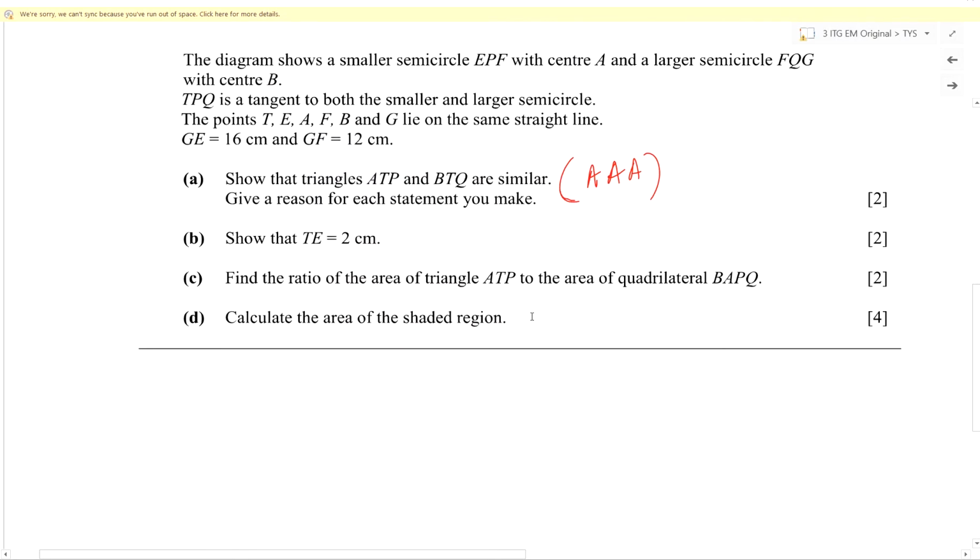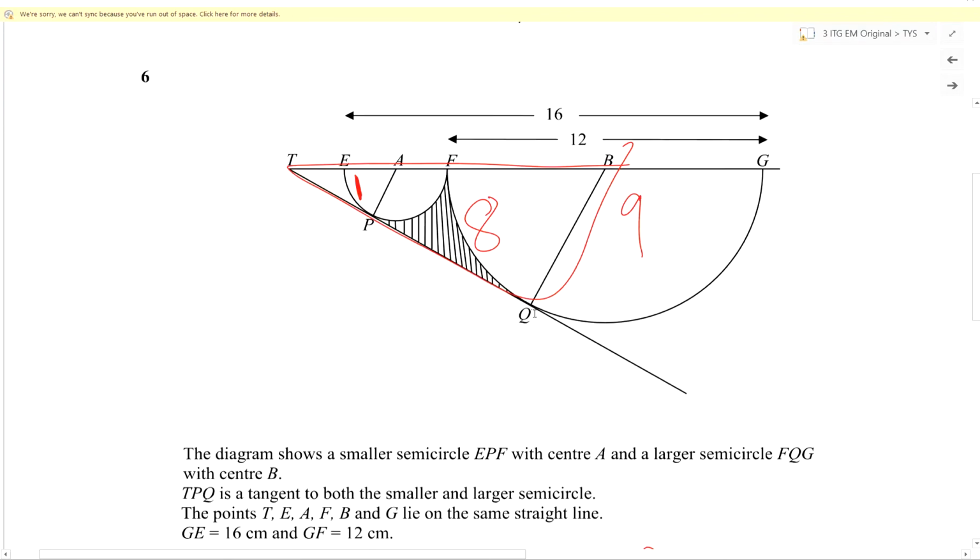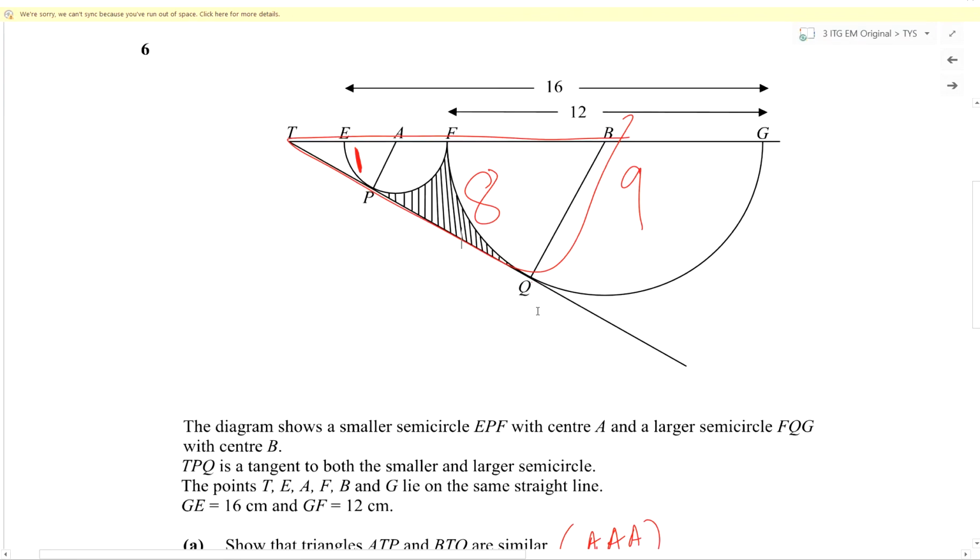Calculate the area of the shaded region. Okay, a few approaches. I think the most elegant solution is by considering the area of this small triangle, which you can find. You need to know that this is 90 degrees. Half times the base, which is 2 cm, times the height, which you can obtain from Pythagoras. So you have the area of the small triangle. Multiply by 8, you get the area of this quadrilateral. Then minus away the two sectors, get the answer.